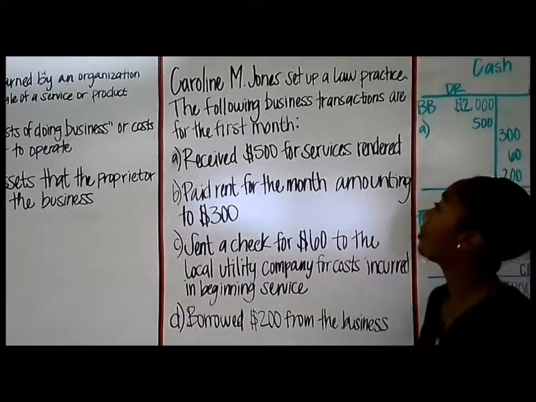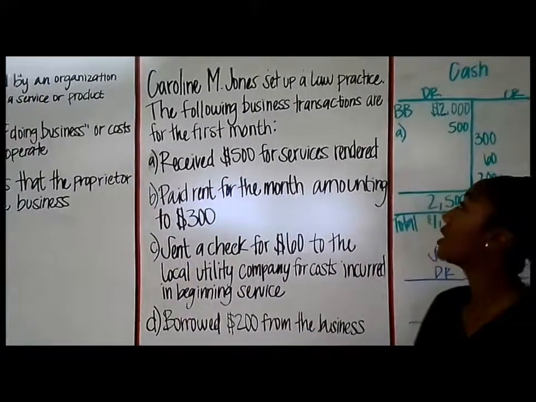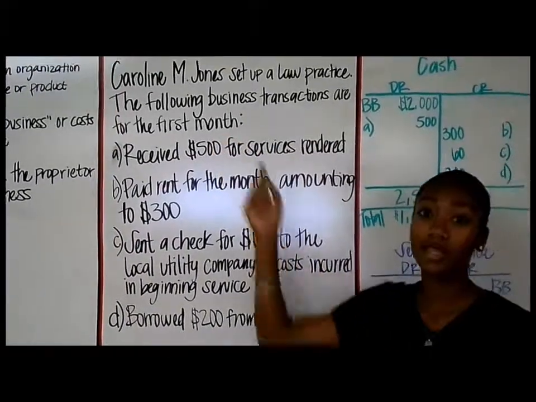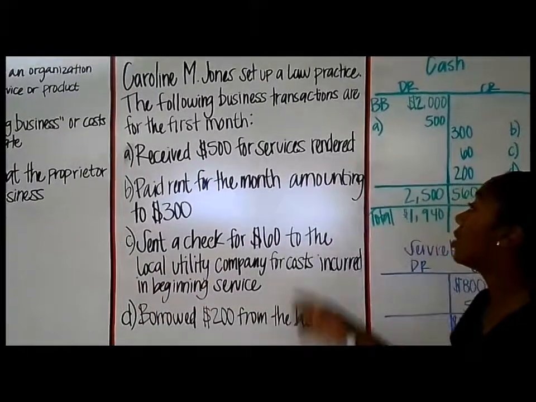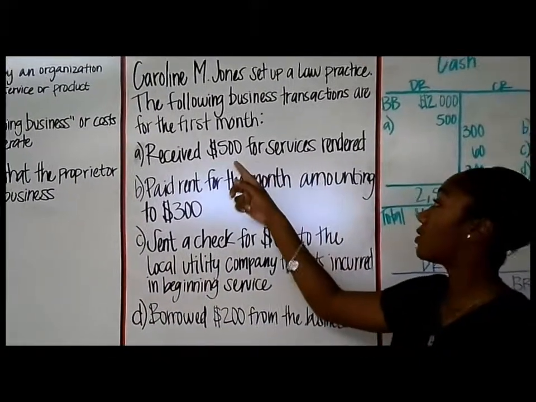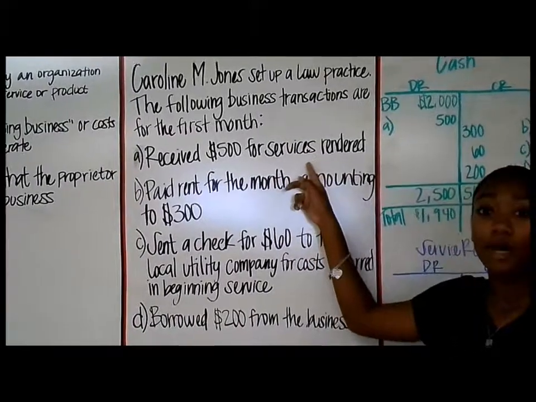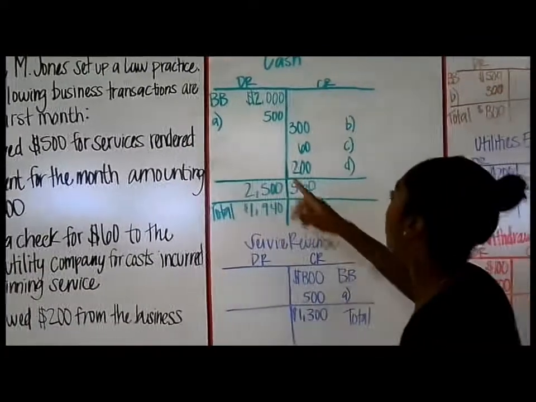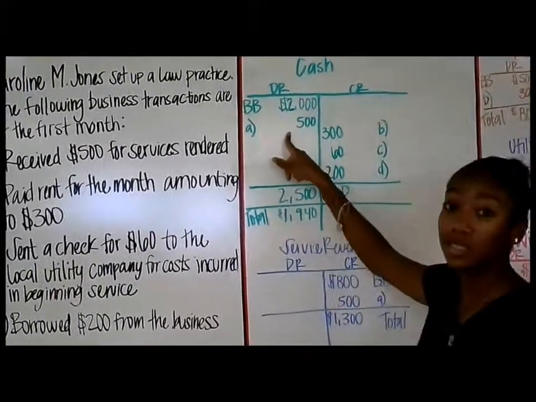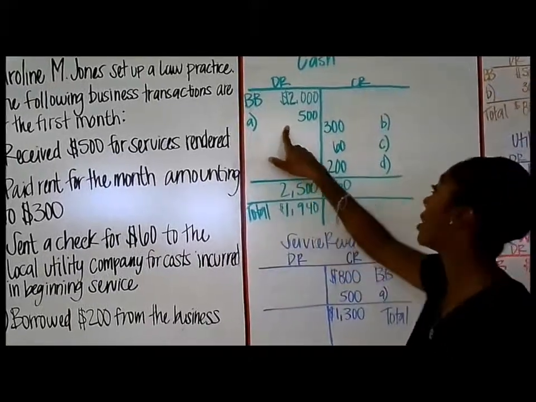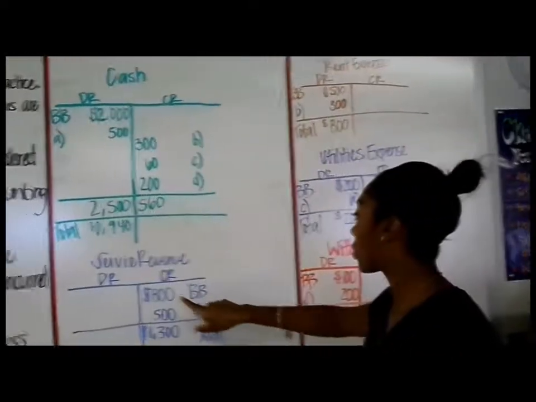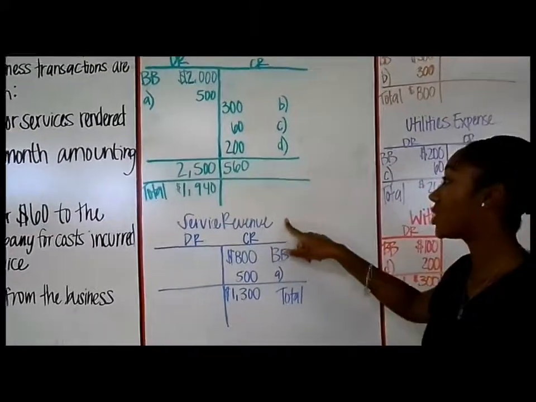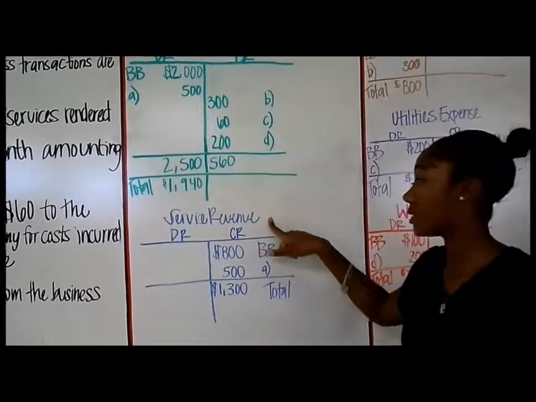Okay, so in this problem, it says that Caroline M. Jones set up a law practice. So these are the transactions for the first month that she opened her law firm. The first transaction says that she received $500 from the service that she did. So for this first transaction, we would debit cash because she is receiving $500, and we would credit $500 to service revenue because that is the money that she is receiving from doing her service.